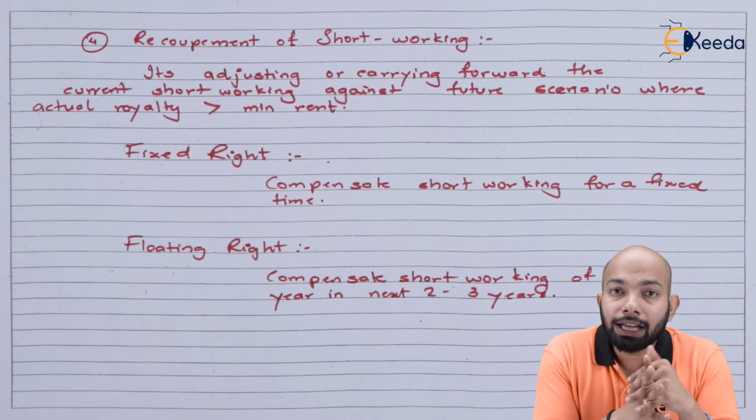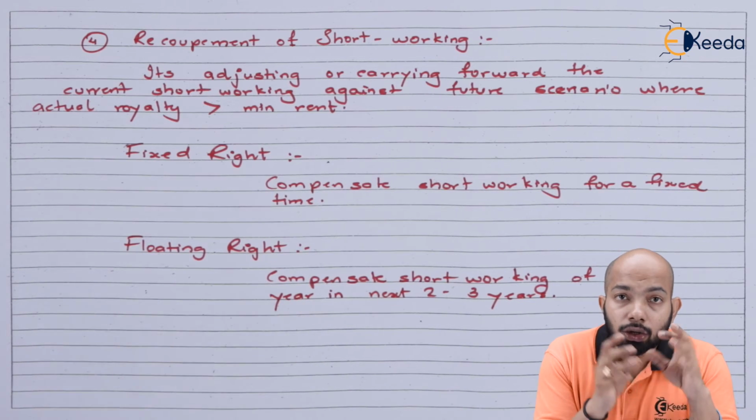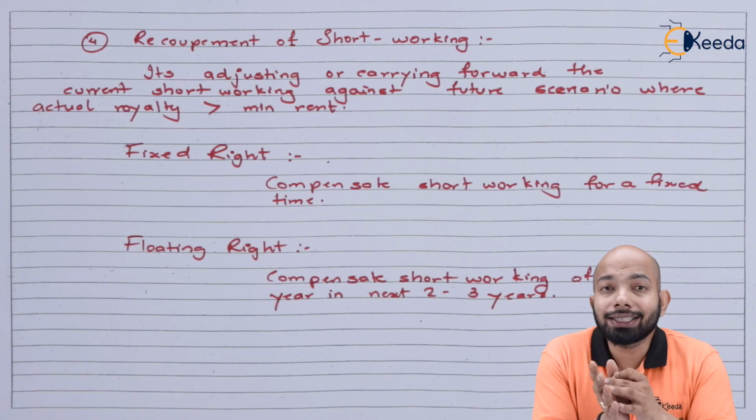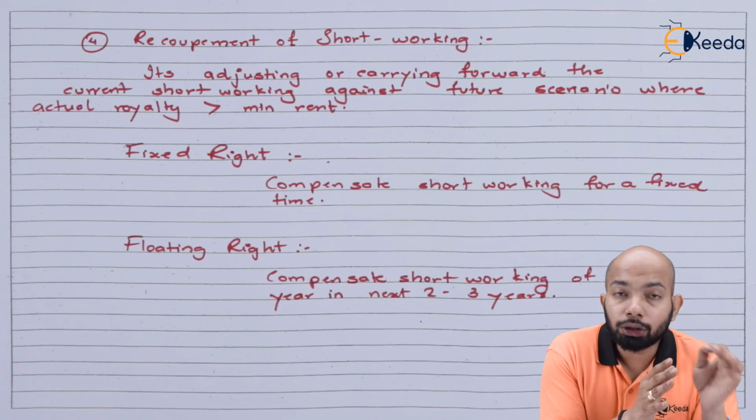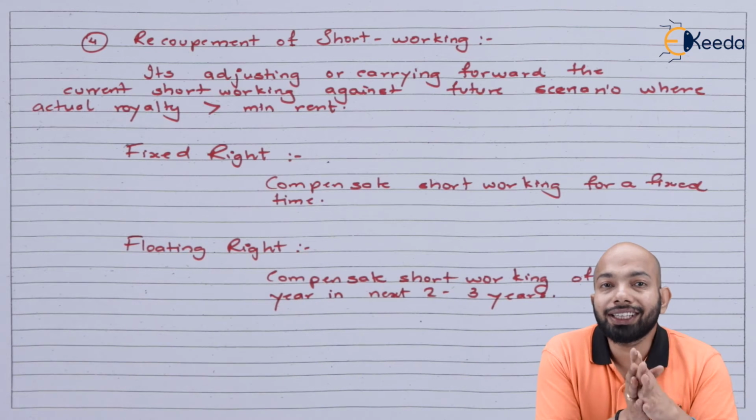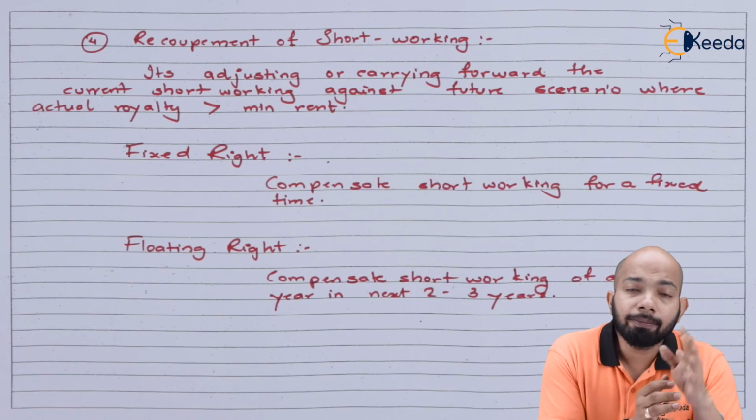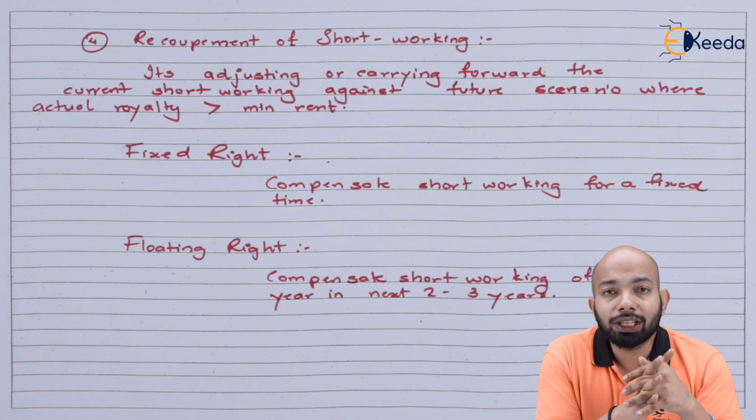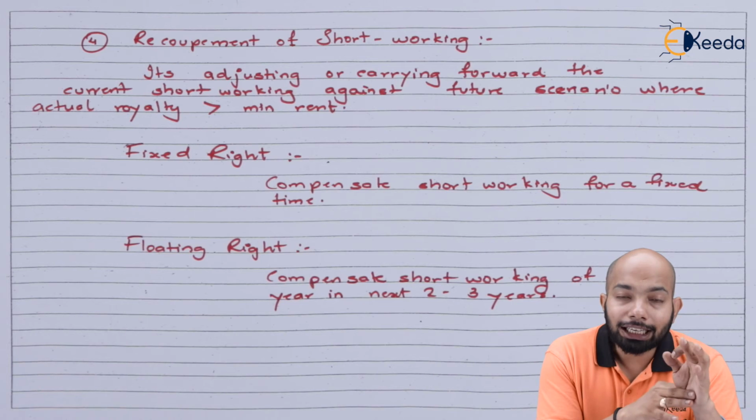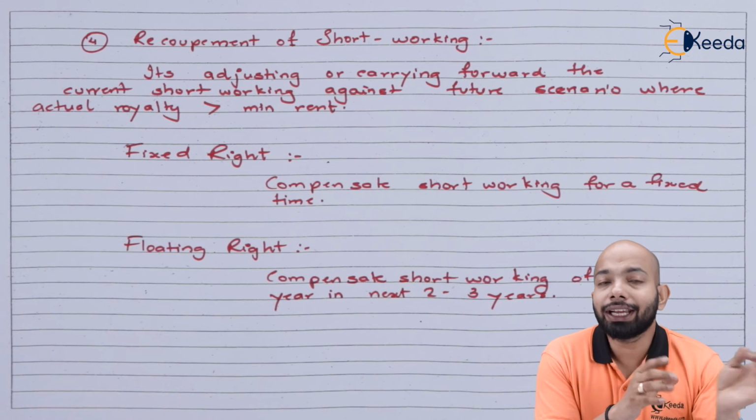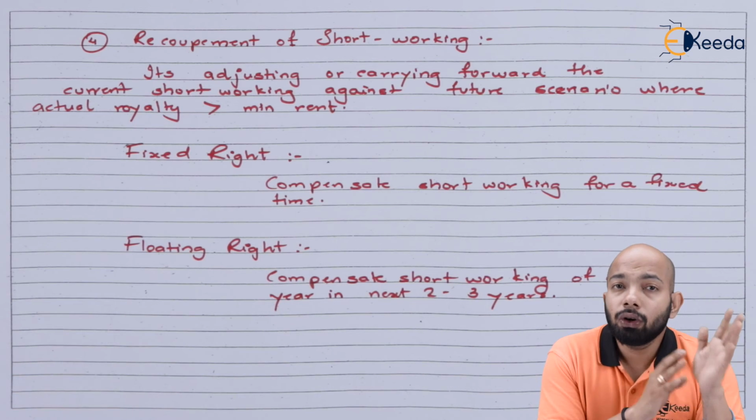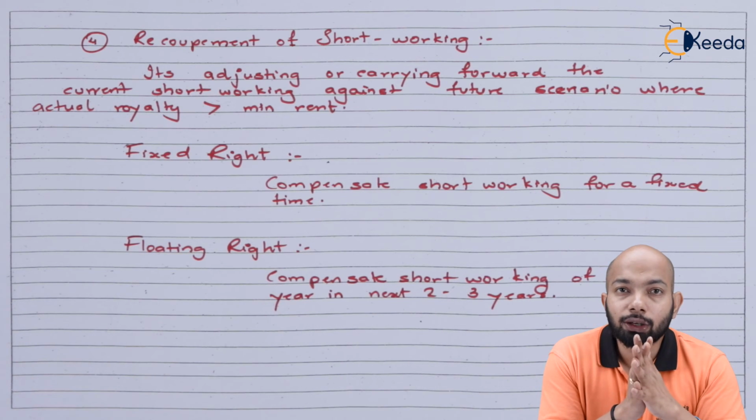Now, the next right in question is the floating right. Floating right basically means that the lessor promises the lessee that he will compensate for the short working for any one year out of two or three years. For example, if short working has happened in three years, he will compensate for any one of the years. So there is no fixed time or fixed period that he has to take into consideration.